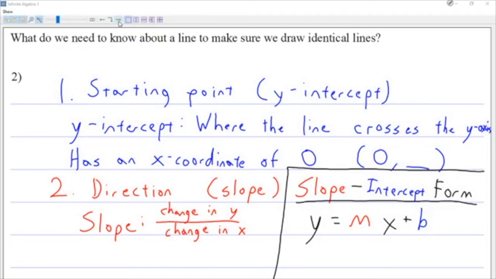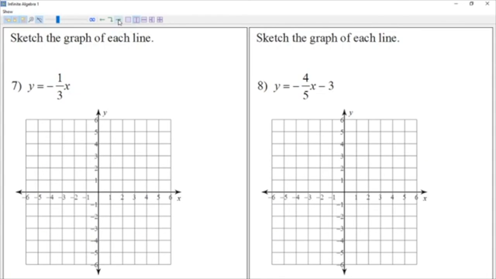Now I can take my two tools, which are my starting point and my direction, to create an equation for any line. That's called slope-intercept form. The slope is my direction that I go in. My intercept is the point that I start with. Here's the slope. It's attached to the variable. It's attached to x. And then here is your y-intercept. It tells you the y-coordinate of your y-intercept. That's all we have for now.